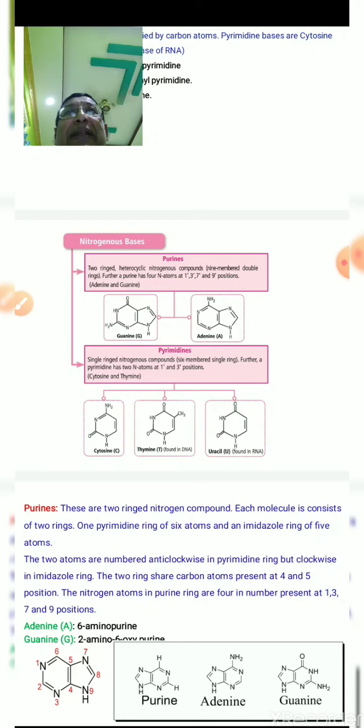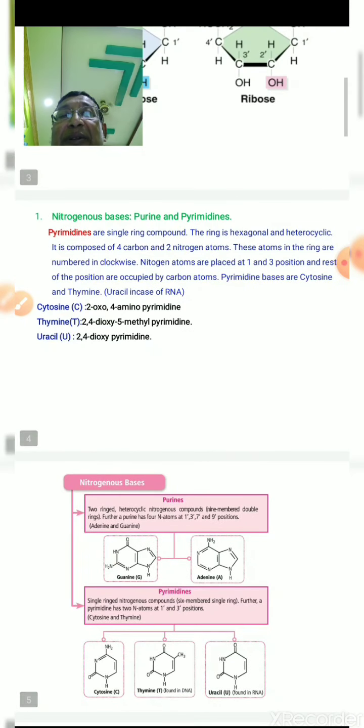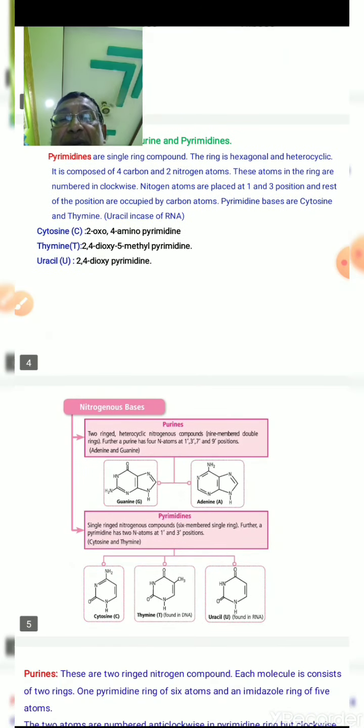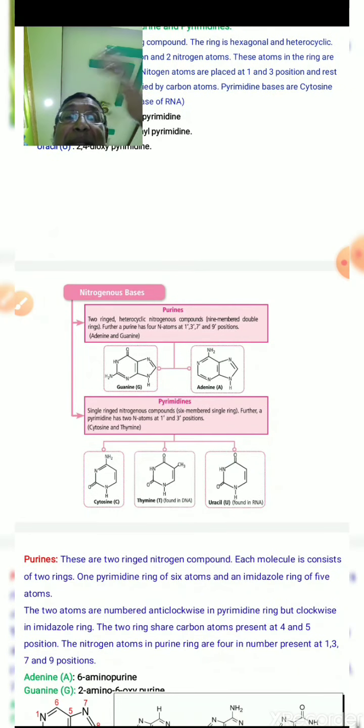Let us first discuss the pyrimidine. Pyrimidine is a single ring nitrogenous compound, a 6-member single ring. Further, a pyrimidine has 2 nitrogen atoms at the 1 and 3 positions. Basically that is cytosine and thymine. So this is the 1 position and this is the 3 position, and they are occupied by nitrogen. The rest of the positions, as I already mentioned, are occupied by an amino group or oxo group like that. Accordingly I have given the names.